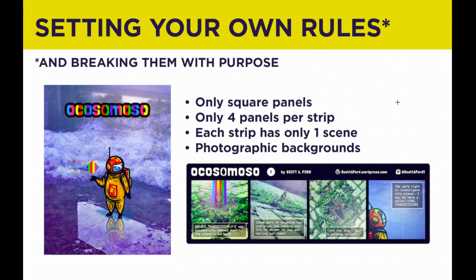With my comic strip Okasamoso, this was a comic strip that was in the University of Winnipeg student newspaper. For this strip, I decided only square panels, only 4 panels per strip. Each strip only has 1 scene. And again, more on the artwork side of things, I wanted to have photographic backgrounds and then hand-illustrated characters and some objects as well.